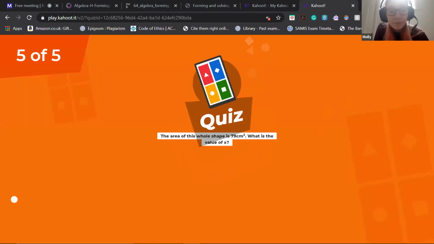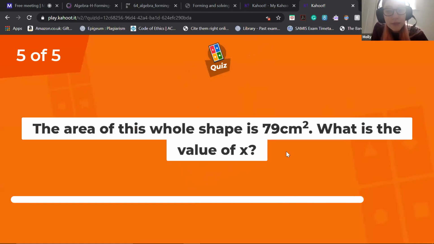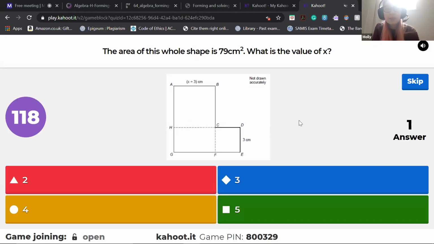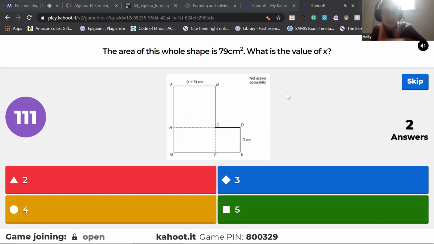Final question. The area of this whole shape is 79 centimeters squared. What's the value of x? So this one is really tricky. But give it a go. See what you can do with it.